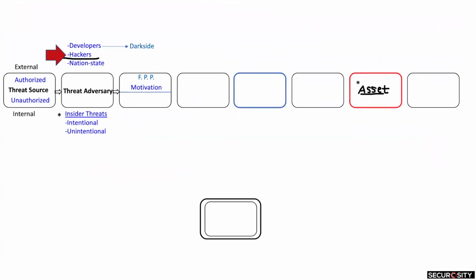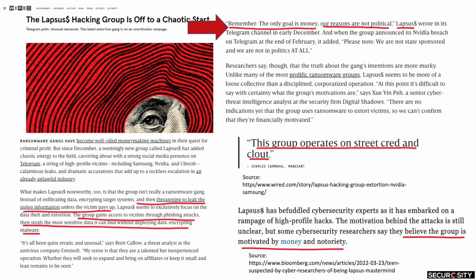Next up, hackers. They are motivated by financial and or personal gains. Let's examine the Lapsus group as an example. This is an organized cybercriminal gang consisting of teenagers who breached tech companies such as Microsoft, NVIDIA, and Samsung. The teen from Oxford was accused of being the leader and alleged to have amassed about $14 million. As stated in this article, the group wrote that its goal was money, not political reasons. However, other researchers believed the group was also motivated by notoriety or hacker clout.